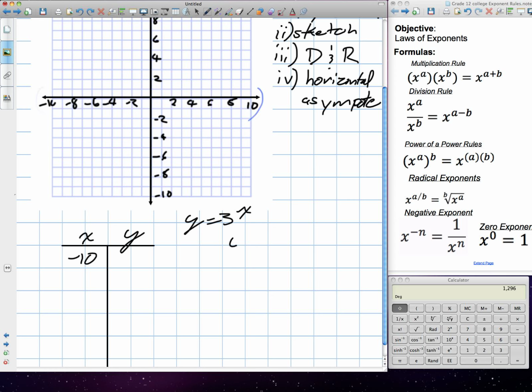This is going to give you a decimal number. The reason for that is because, remember, if I make this a positive exponent, it becomes y is equal to 1 over 3 to the power of 10. So you have 1 over a very large number. When 1 is divided by a very large number, it's almost 0. It'll be very close to 0. So let's put it in.